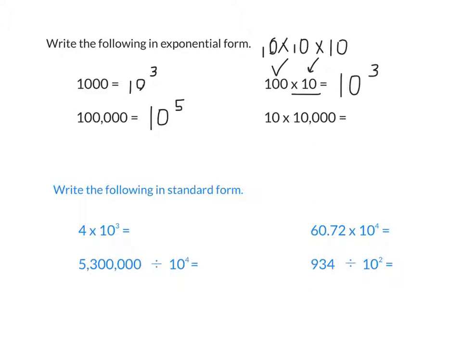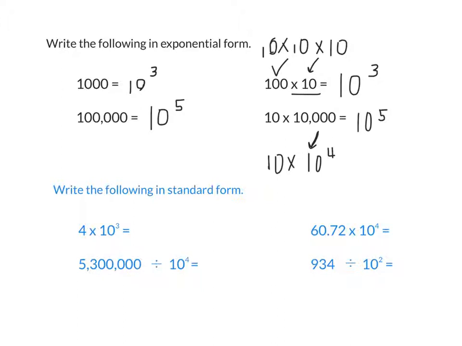Good. Now the one down there, we have 10 times 10,000. We know that 10,000 is going to be 10 times 10 times 10 times 10, right? Which is 10 to the power of 4. And then if I have to multiply it by 10 again, altogether, that's going to be 10 to the power of 5. Good. Okay, so do you guys see how to make it work when you have a multiplication equation like that?